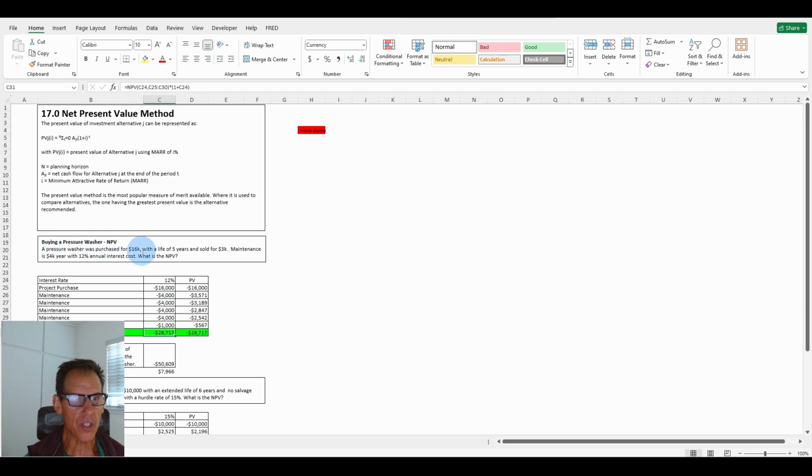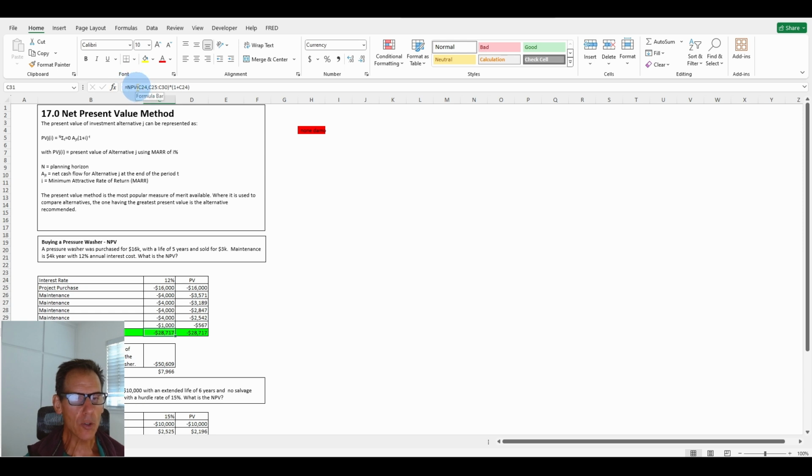A pressure washer was purchased for $16K with a life of 5 years and sold for $3,000. Maintenance is $4,000 a year with 12% annual interest costs. What is the net present value? What we're doing is pretty simple. All we're doing is taking this number. Here's the cash flow, and all we're doing is putting in net present value.